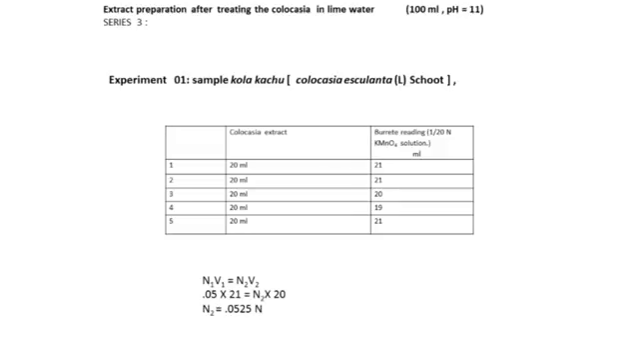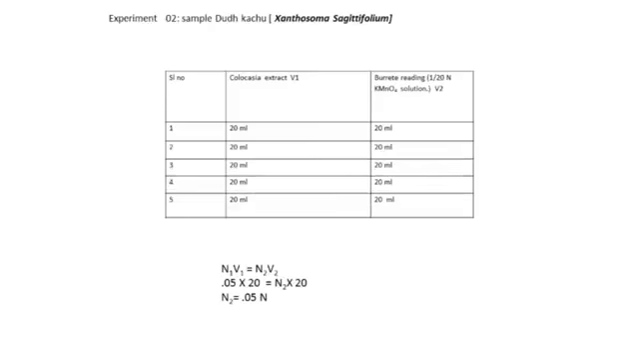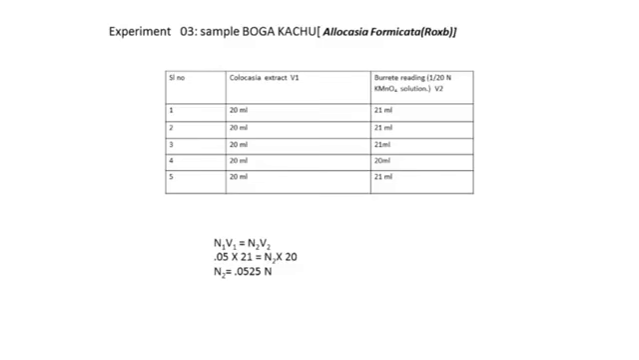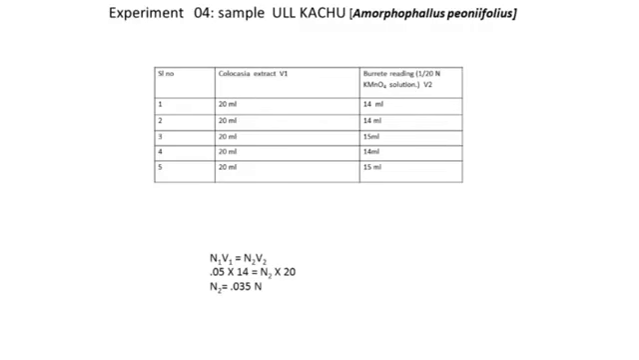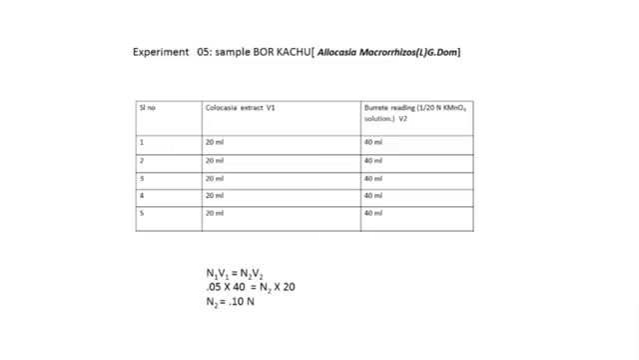So these are the results that we have got from the lime water treatment. For Kola Kosu, which is called Colocasia esculenta L Scott, the concentration was found to be 0.0525 normal. For Dus Kosu it is 0.05 normal. For Boga Kosu it is 0.525 normal. Then Ol Kosu is 0.035 normal. Then Bohr Kosu is 0.1 normal.